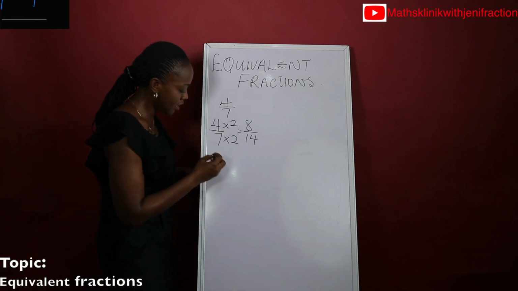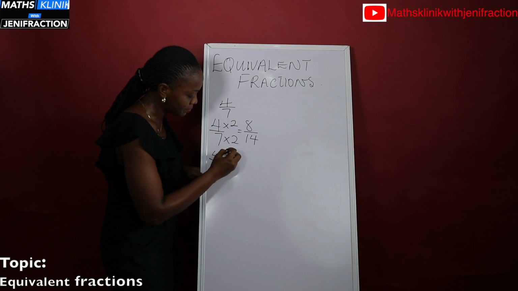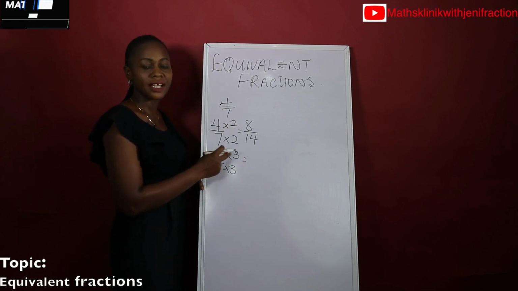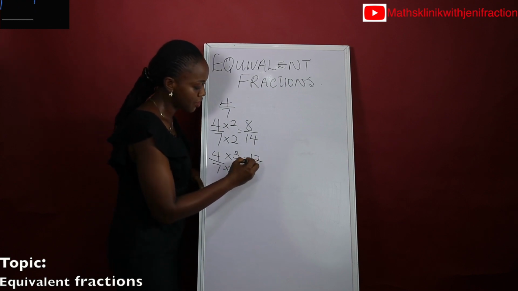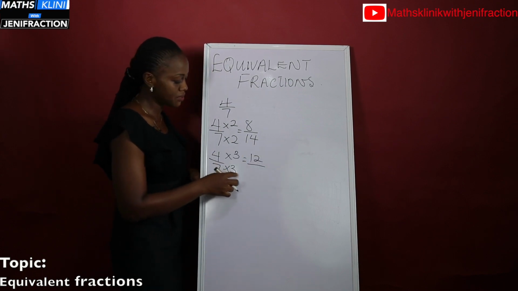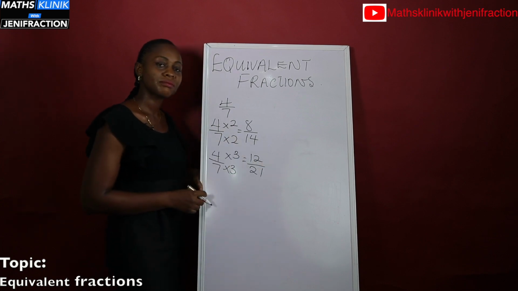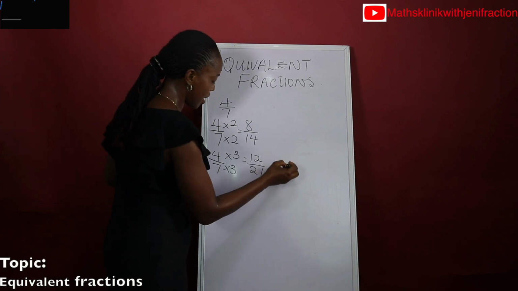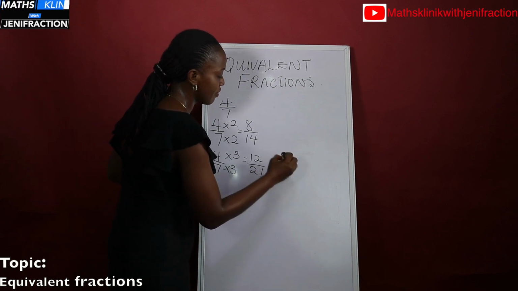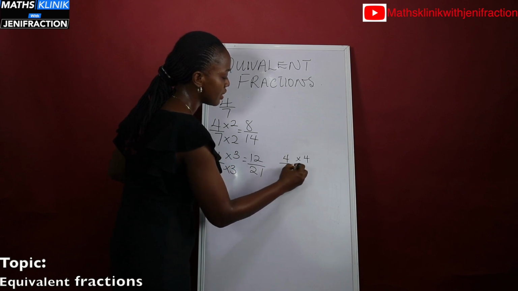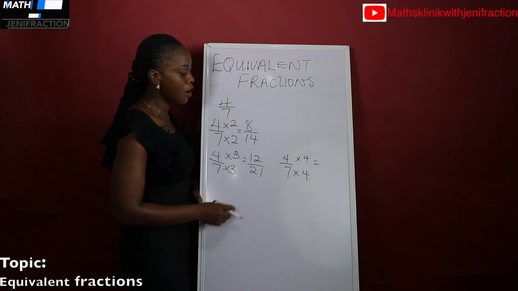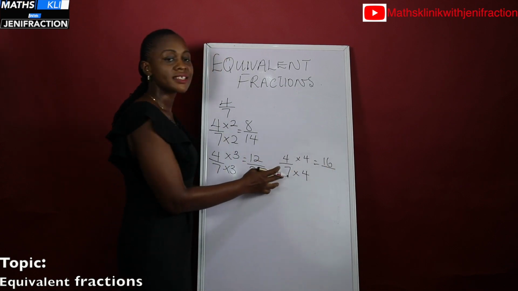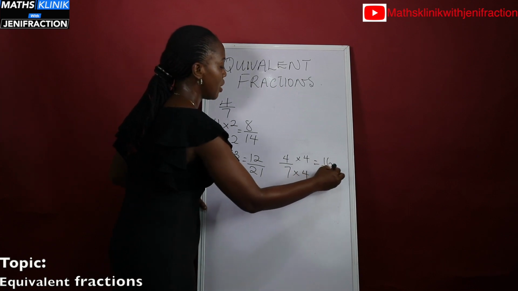After multiplying by 2, what's the next number to multiply with? 3. So we say 4 over 7 times 3 over 3. We have 4 times 3, 12, over 7 times 3, 21. The next number to multiply with is 4. So we have 4 over 7 times 4 over 4. Therefore, we have 4 times 4, 16, 7 times 4, 28.